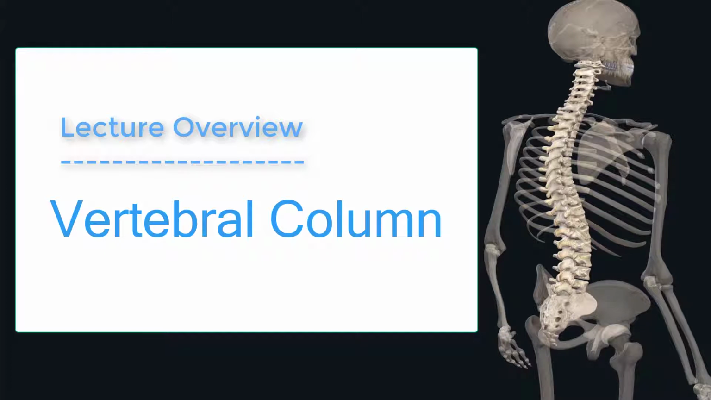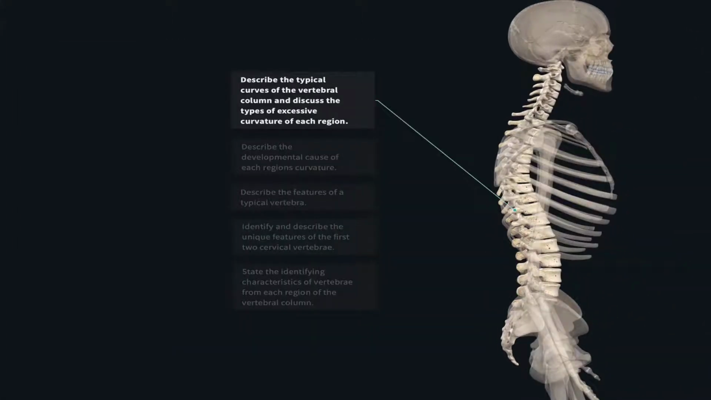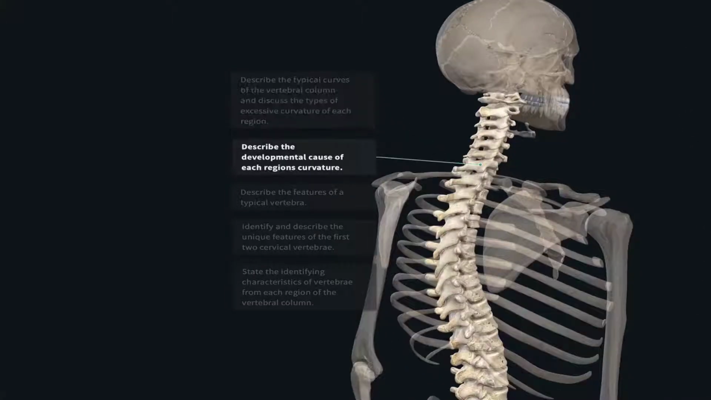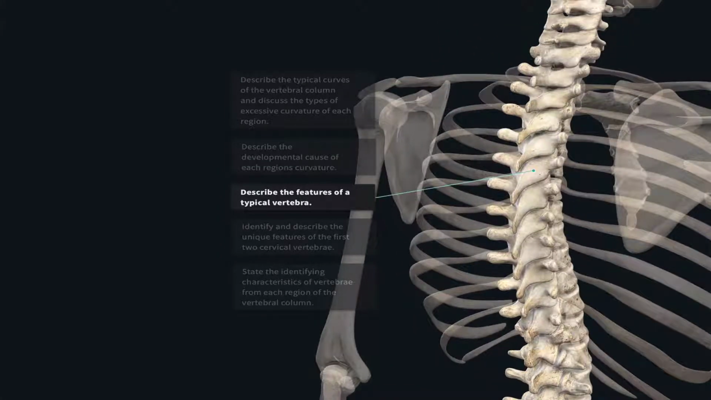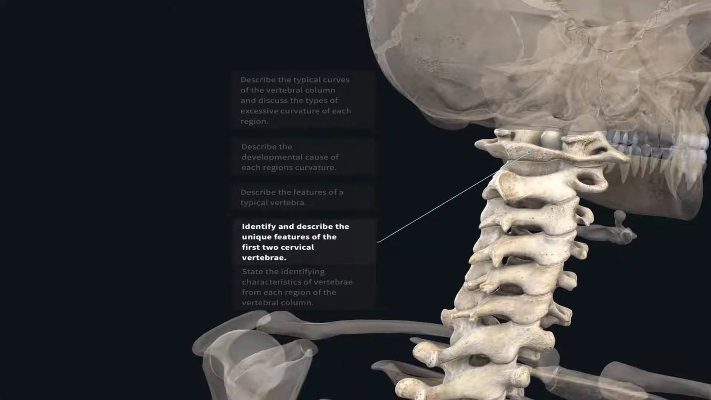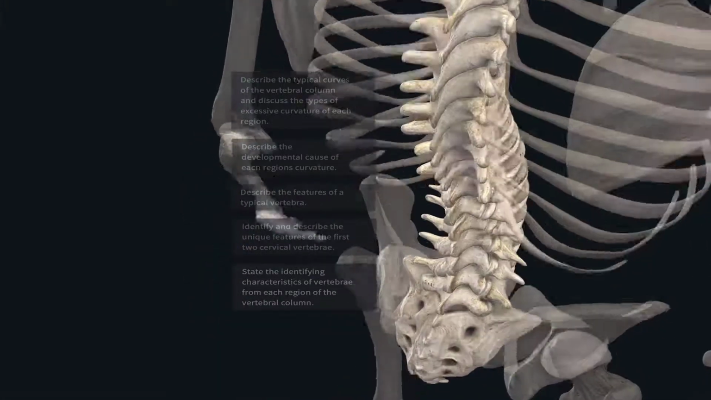In this series of recordings, I'll be helping you to understand the anatomy of the vertebral column. Upon completion of the unit, you should be able to describe the typical curvatures of the vertebral column and understand how they develop. You should be able to describe the features of a typical vertebrae and identify further features of atypical vertebrae, the atlas and the axis within the cervical region. You should also gain an understanding of the differences between thoracic, lumbar and cervical vertebrae.